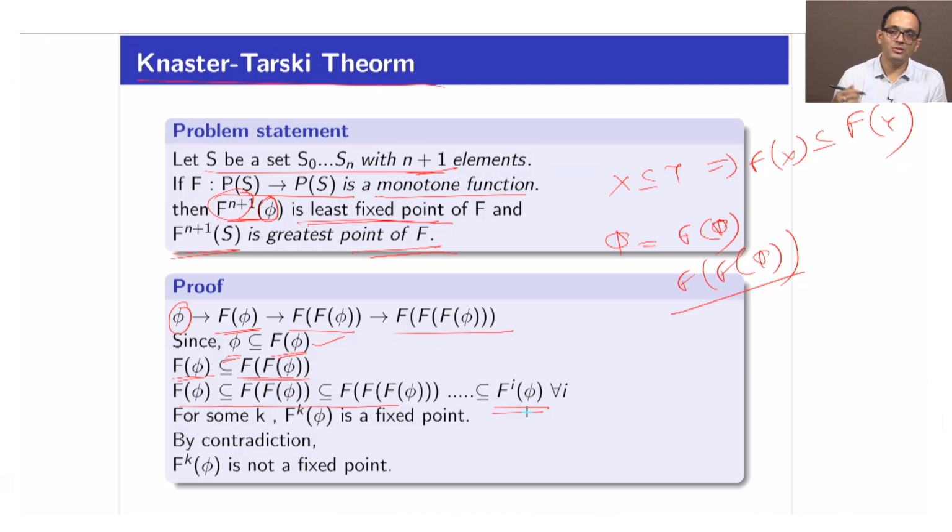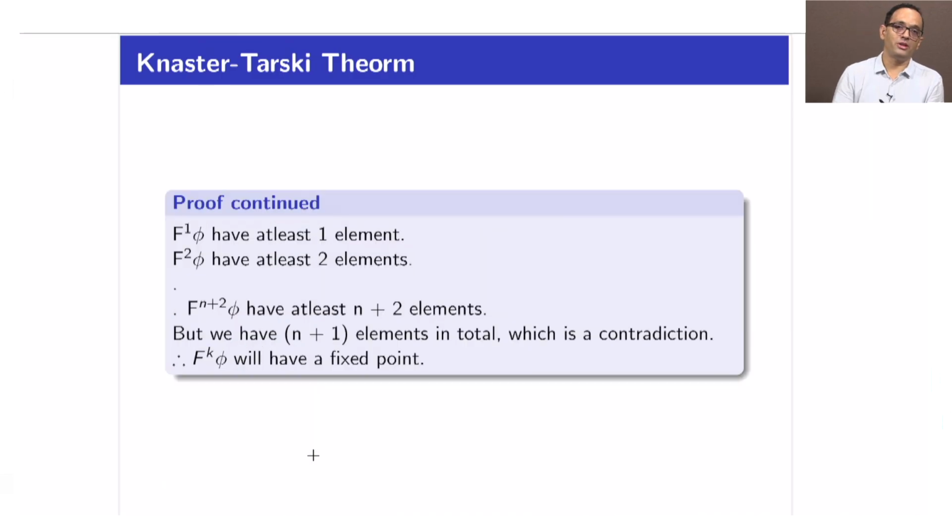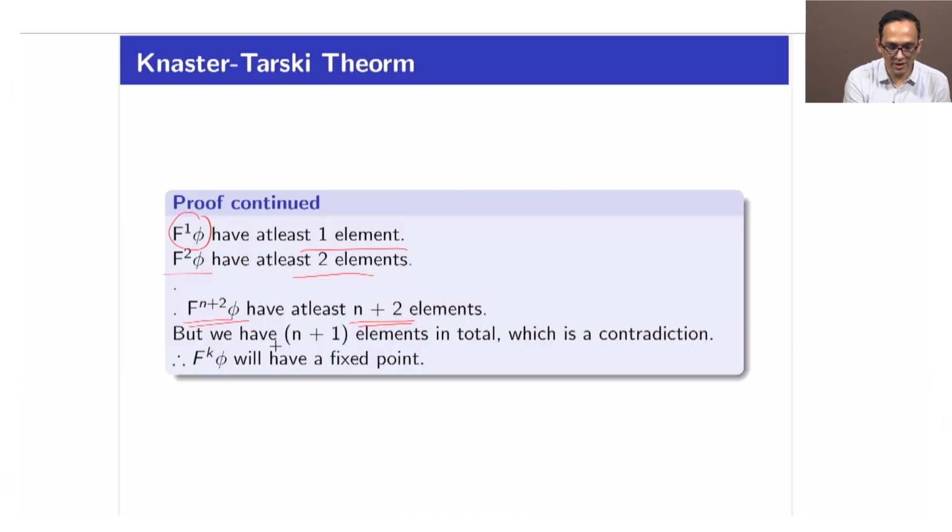Now, let us assume that I do not reach a fixed point, that f^k is not the fixed point. So I try to prove by contradiction. If f^k is not a fixed point, then what will happen? This is not possible, I will show that, because f^1 has at least one element, because the null set has no element, then f^2 has at least two elements, then f^(n+2) has at least n plus 2 elements, but your set has only n plus 1 elements. Because you are growing the set every time by at least one element, and your total number is n plus 1, you start with null. So after n plus 2, at least some element will be a previous element, which is already covered, right. That means I have reached a fixed point, I am not able to add any more elements to this, right.